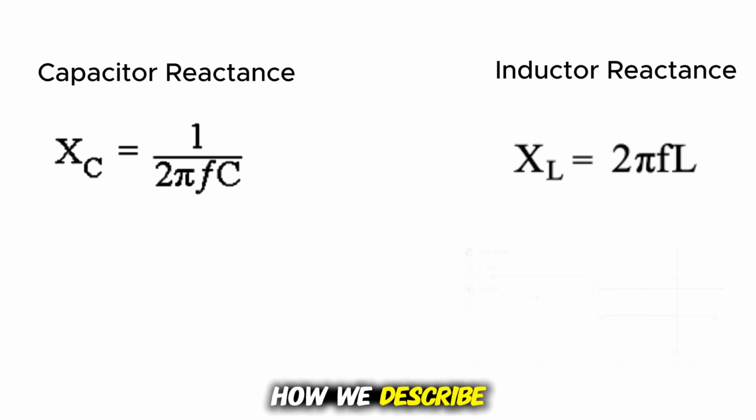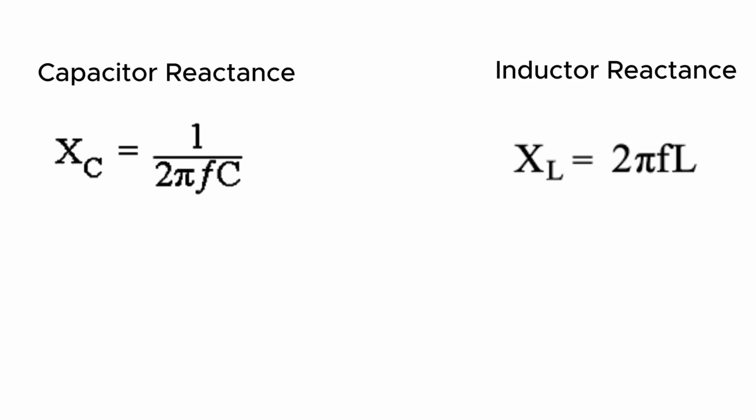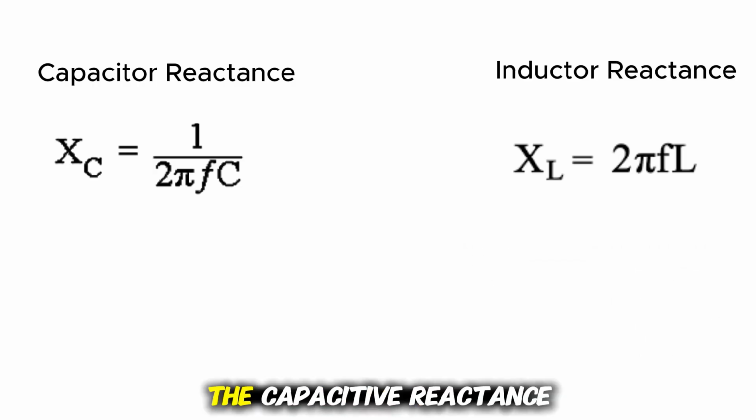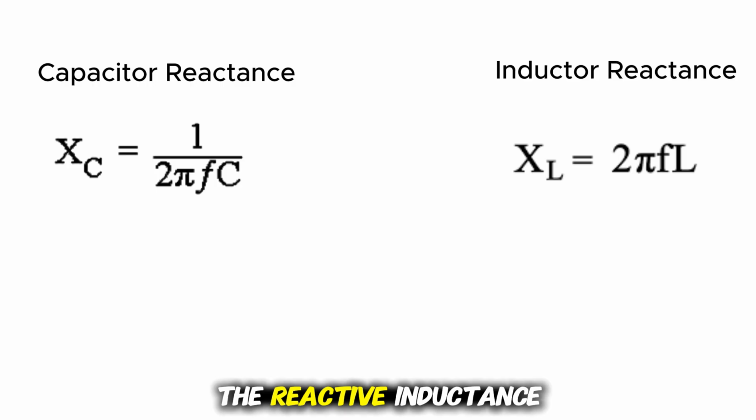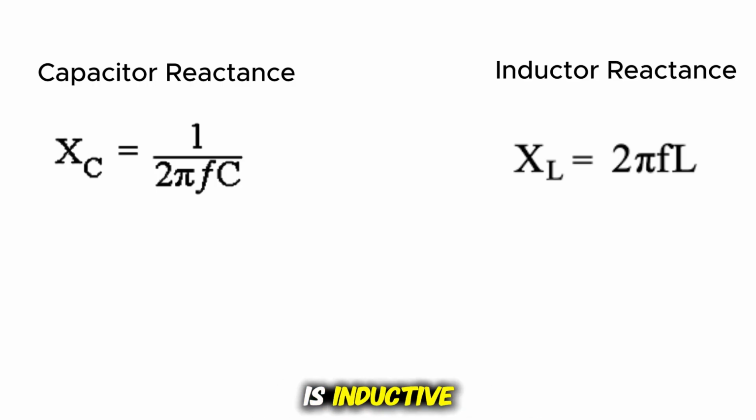Now this is how we describe certain AC circuits. When the frequency is low, the capacitive reactance is higher, so the circuit is capacitive. At higher frequencies, the inductive reactance is higher and the circuit is inductive.